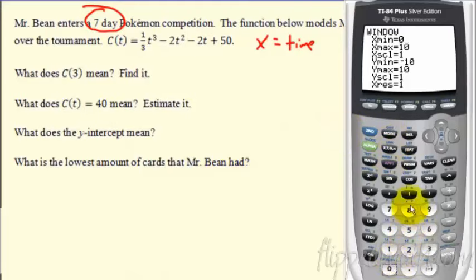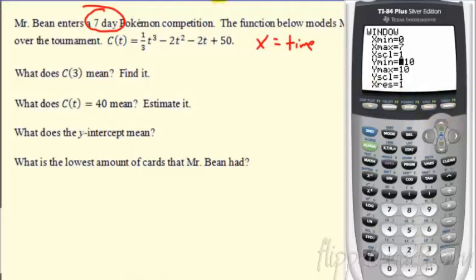It'd be zero. And in word problems, a lot of times you're going to start at zero as a minimum. Great starting point. If you don't know, just put zero. 7-day competition. If you want to go farther, you can, but it's a 7-day competition. This right here, this X, that means X scale. That is what you want to count by. 7 days, I'm going to count by one. So that's pretty cool. That works out.